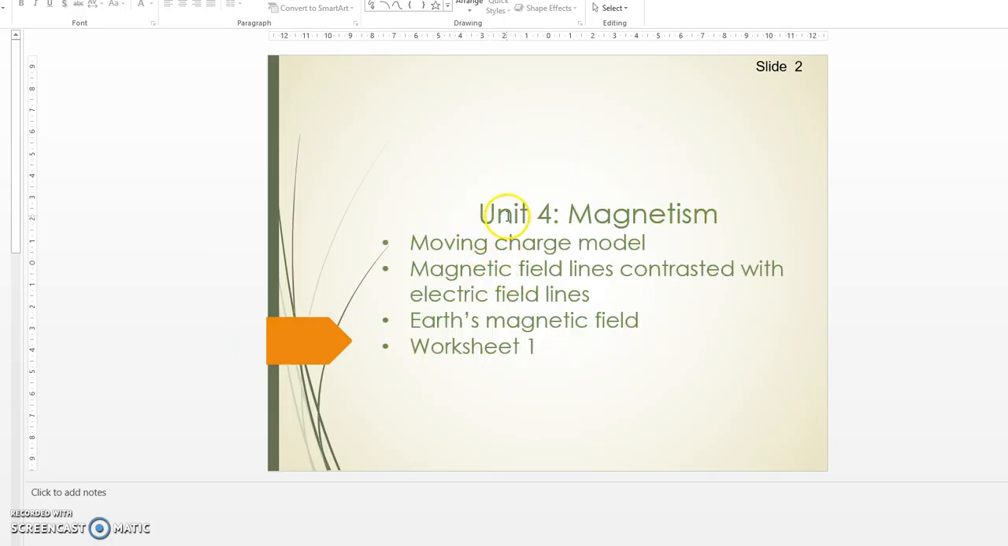This week I'm going to look at the beginning of the magnetism unit and discuss a few aspects of the model that we're introducing in this unit. And I'll focus on the key differences between magnetic fields and electric fields and how we can best convey these differences to our students. And I'll look at some of the aspects of worksheet 1.